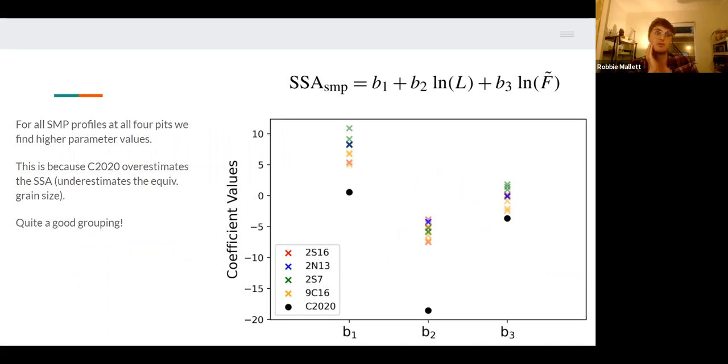And this is what happened. We found that for all 12 SMP profiles that we considered, this minimization exercise converged away from the Cologne 2020 coefficients, and they were generally higher. That's related to the fixed bias that we found in the Cologne coefficients relative to the micro-CT that we saw in SnowEx. But the grouping was quite pleasing. It doesn't really matter which SMP you take from SnowEx 2020, they all lead to the same rough coefficients that are the best fit. Next slide, please.